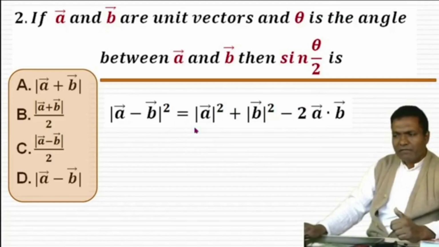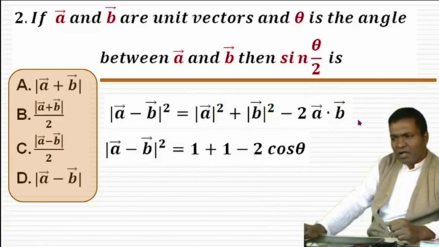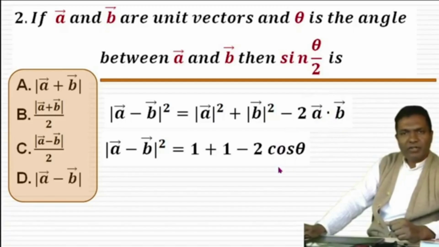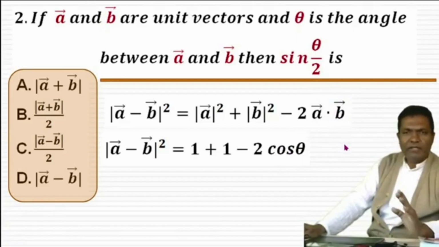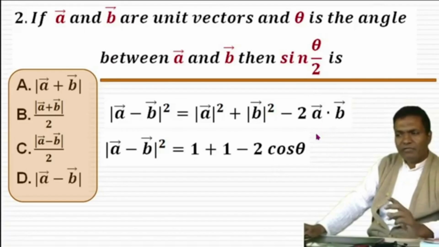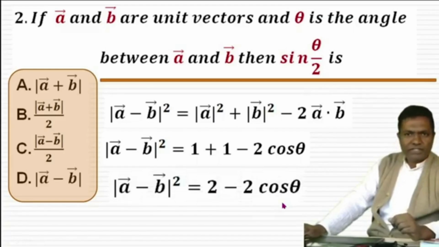Using this, you are given that A and B are unit vectors, meaning magnitude of A is 1, magnitude of B is 1. So 1 square is 1, so you will get 1 plus 1 minus 2 into vector A dot B, which I have written as cos theta. Because what is cos theta? Cos theta is vector A dot vector B divided by magnitude of A into magnitude of B. Here magnitude of A and magnitude of B are 1, so this is exactly cos theta. So 1 plus 1 is 2 minus 2 cos theta.